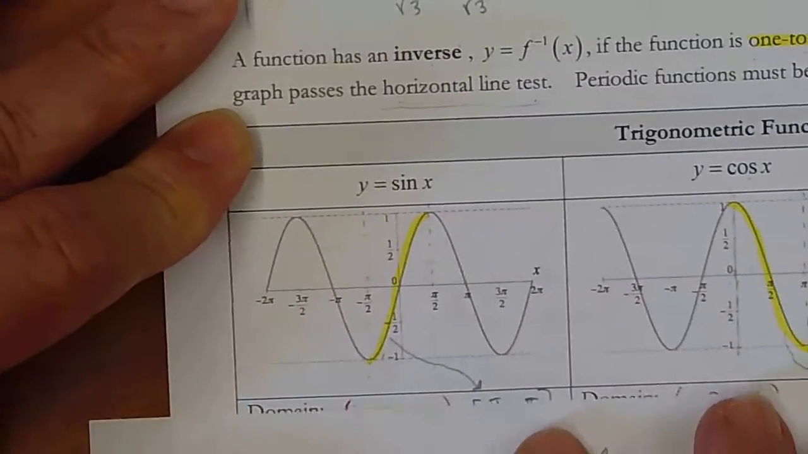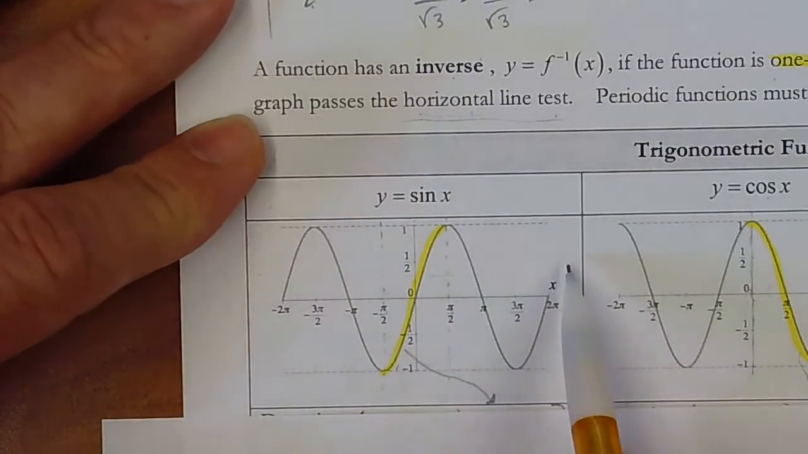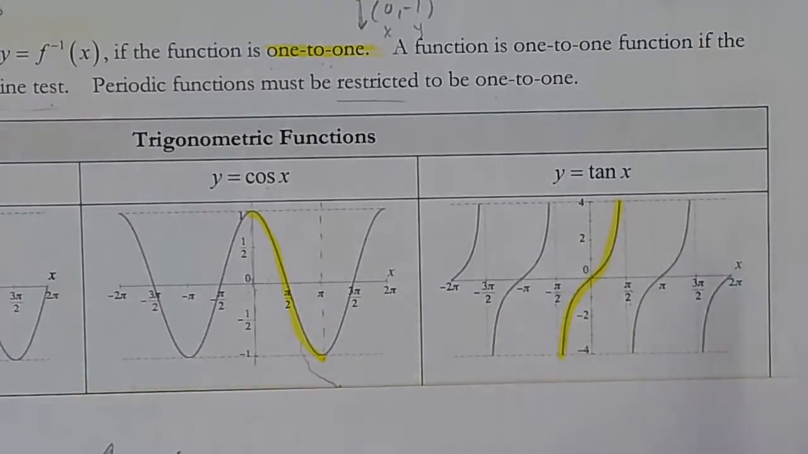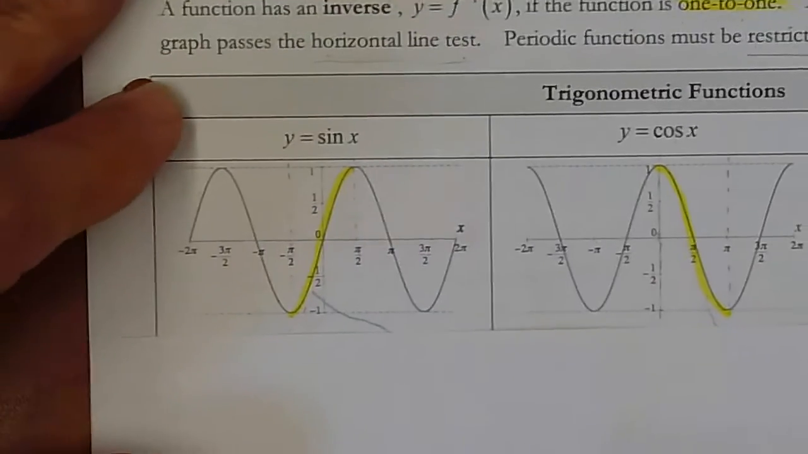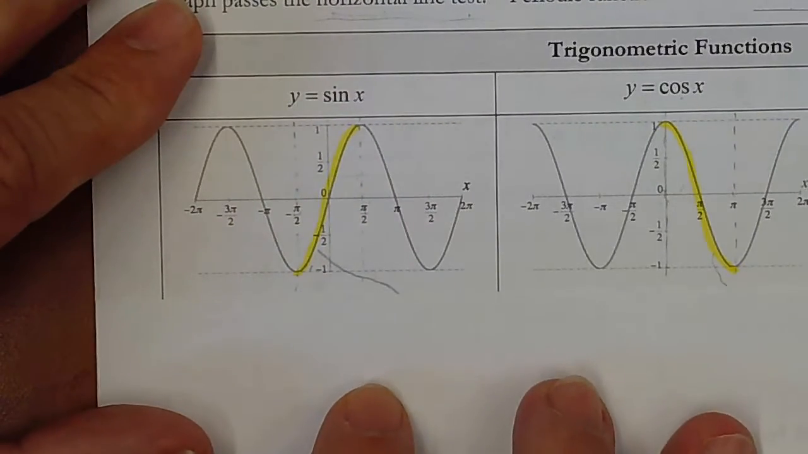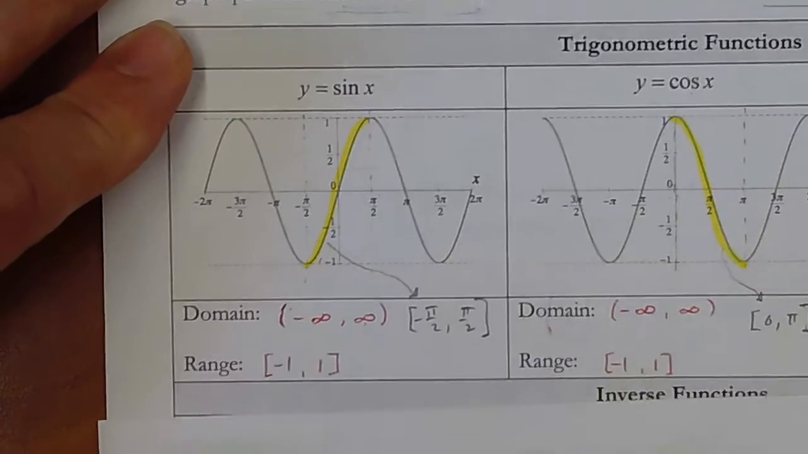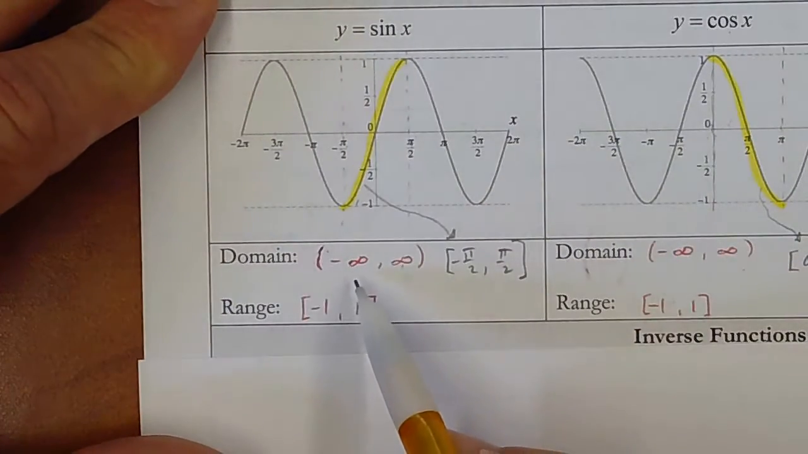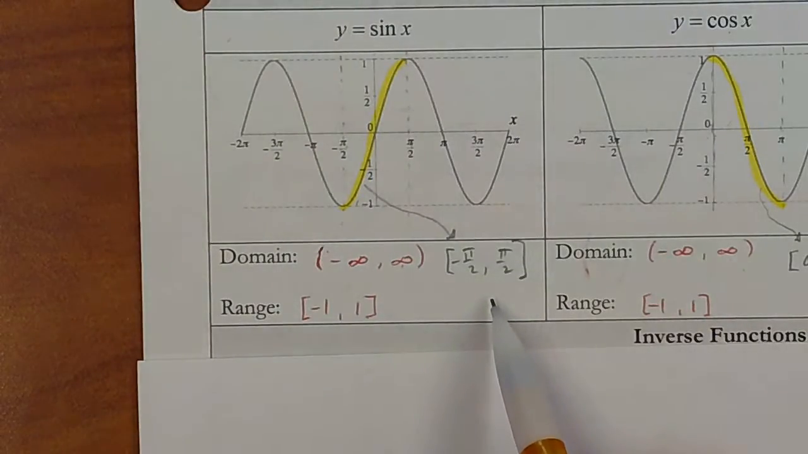So that's a problem with the sine function. This does not pass the horizontal line test. Same with cosine, same with tangent. So in order for those to have an inverse trig function, they restricted the function, or the domain. Since the domain of sine is usually negative infinity to positive infinity, they had to restrict it to this.